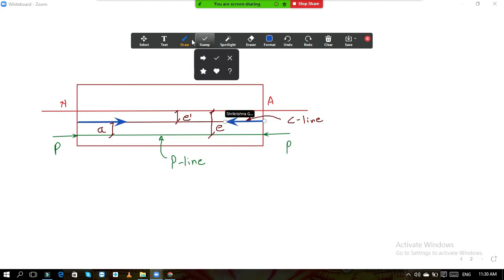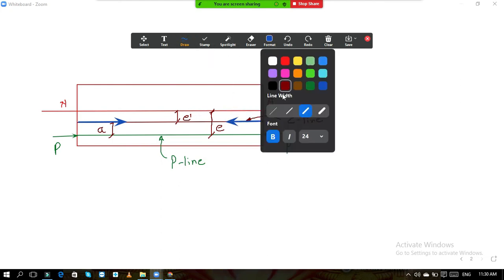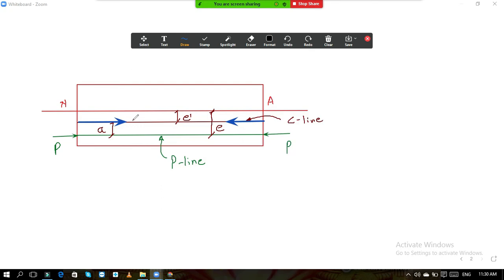Now if you rotate it about the neutral axis, then the direction of rotation is like this. Now what will happen? It will try to uplift this neutral axis. So the beam will bend in this direction. This is the bending profile.